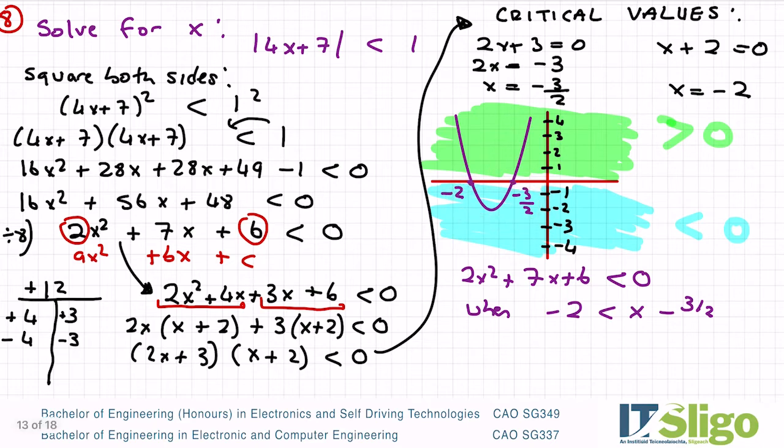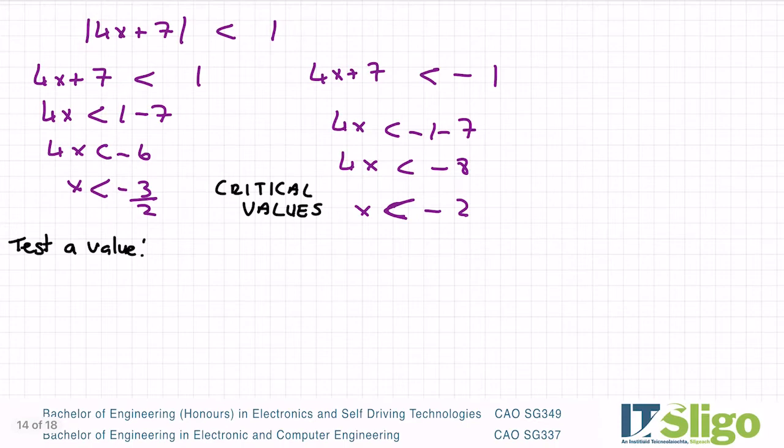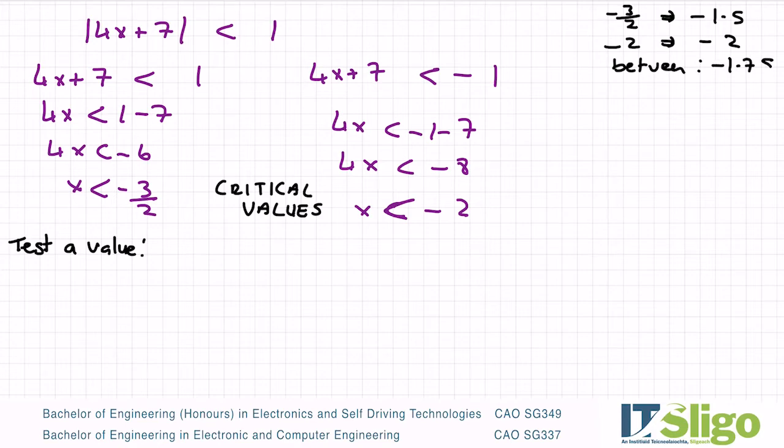Let's do that. So let's pick a value that's between minus 3 over 2, which is minus 1.5, and minus 2, which is minus 2. So a value between, an easy enough one, is minus 1.75. So let's test x equals minus 1.75. And basically I'm testing to see if it satisfies this equation.